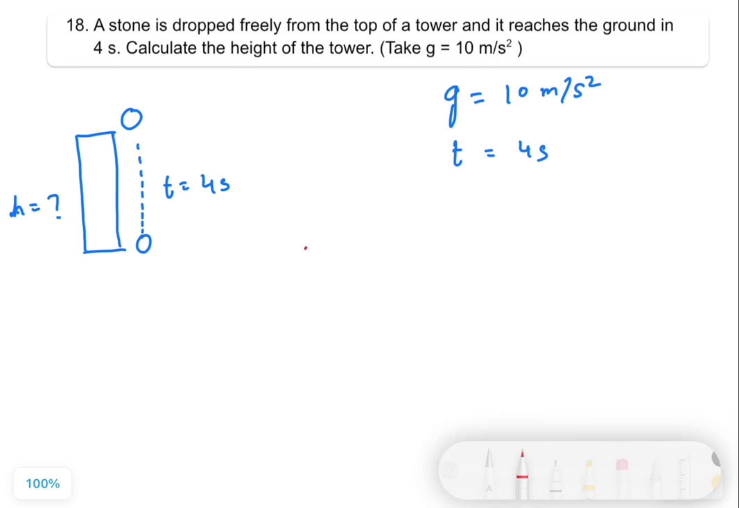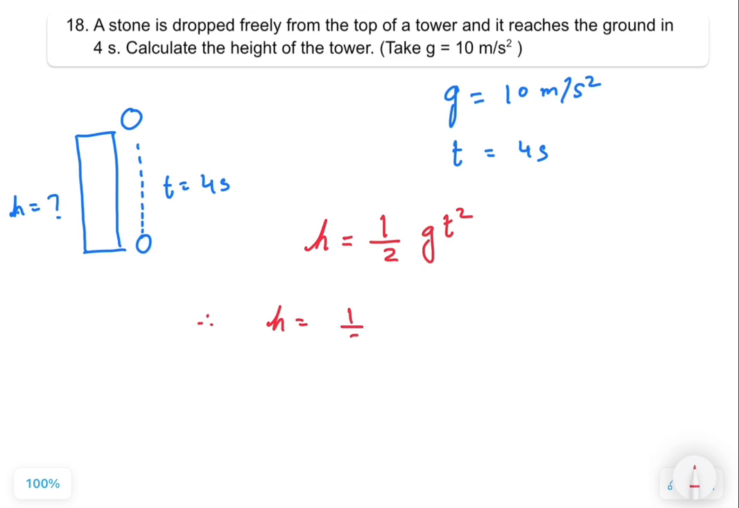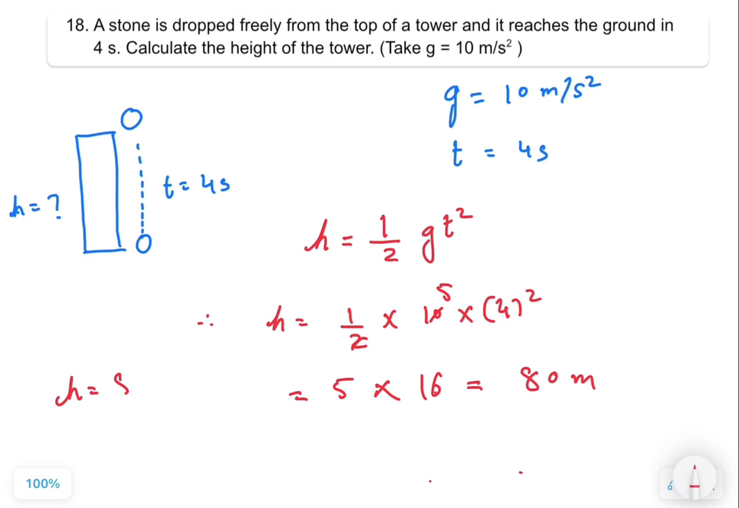Now let's use this equation h equal to half gt square. Let's substitute the values. h equal to half multiplied by 10 multiplied by 4 square. So that would be 5 multiplied by 16. That is 80 meters. So height of this tower is 80 meters.